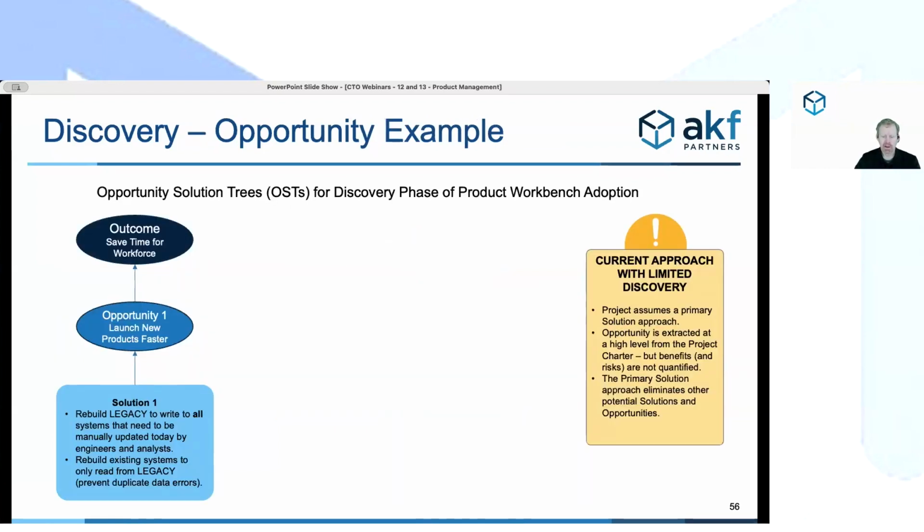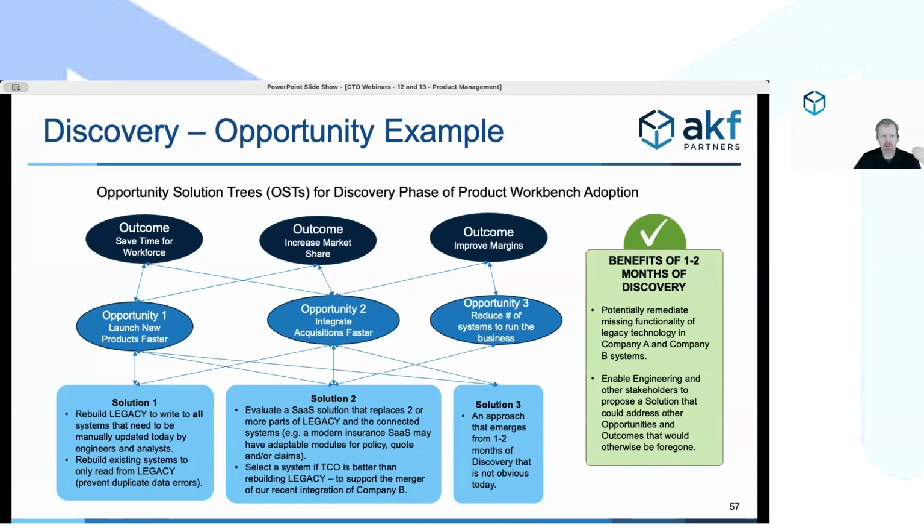The example here was what hit the product team's roadmap was go rebuild a legacy solution because it was a monolith and it wasn't easy to interact with. And so people were copying and pasting data to other systems here. So they said, we need to do this because we need to launch products faster. But there were actually 2 other opportunities that they didn't really focus on, which are by increasing market share and margins. They looked at, can we integrate our M&As faster, and can we reduce the systems that we have to run our business. By looking at those opportunities, they actually came up with different solutions that were a lot easier, a lot safer, a lot smaller. And so they had 3 different choices.